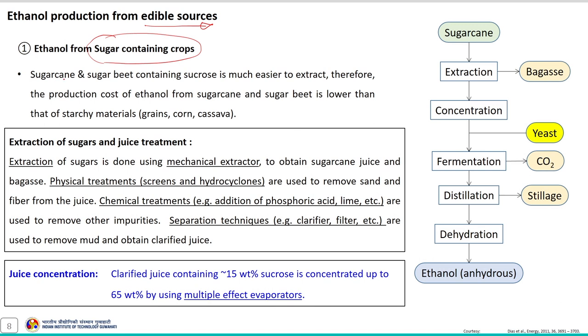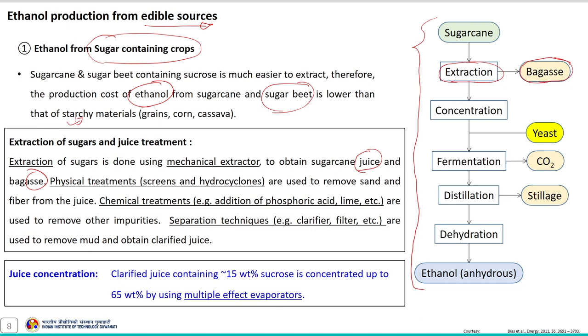The sugarcane and the sugar beet contain sucrose, which is much easier to extract. Therefore, the production cost of ethanol from sugarcane and sugar beet is lower than the starchy material, that is grains, corn and cassava. And this schematic here shows the conversion of sugarcane to ethanol. In this process, the extraction of sugar is done using a mechanical extractor to obtain sugarcane juice and bagasse. And this bagasse is the byproduct of this particular operation.